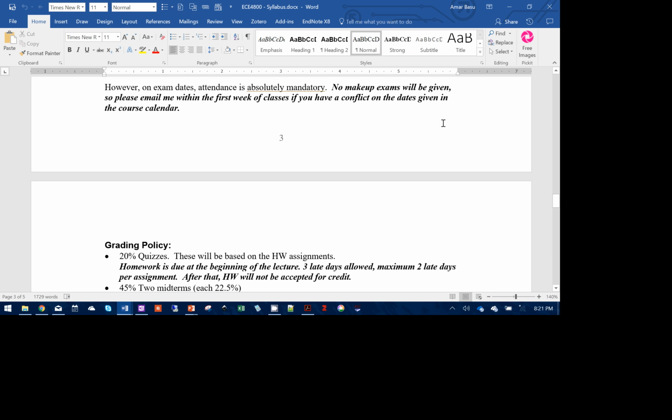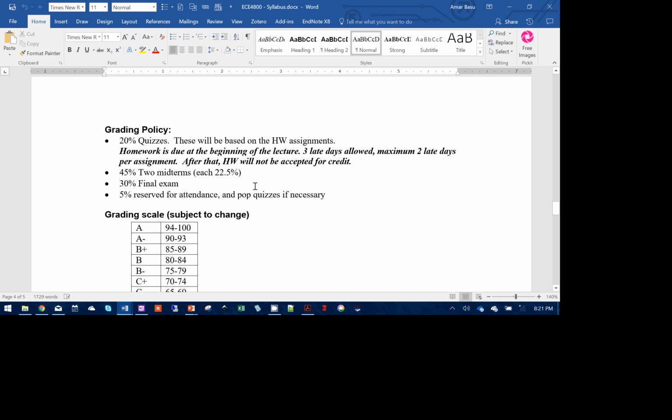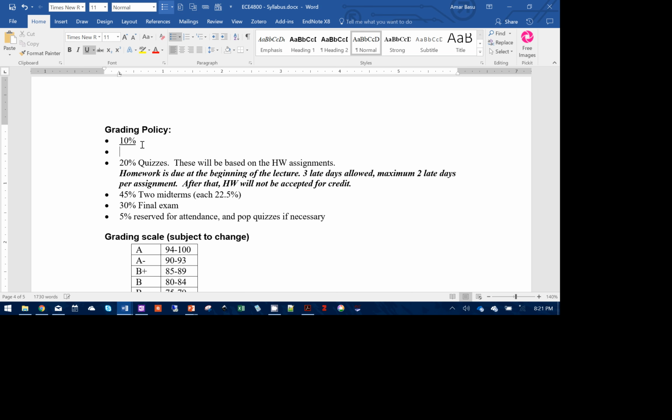The grading policy, again, I apologize. I don't know what happened here. This is my old grading policy: 20% quizzes, 45% for the midterms. I'll update the new grading policy on there, but the two midterms are going to be 20% each, for a total of 40%, and the final exam is going to be 30%.